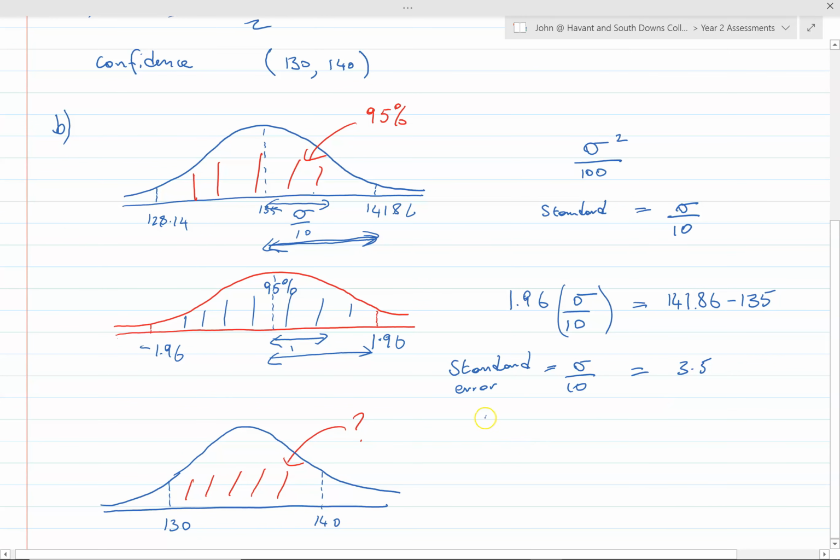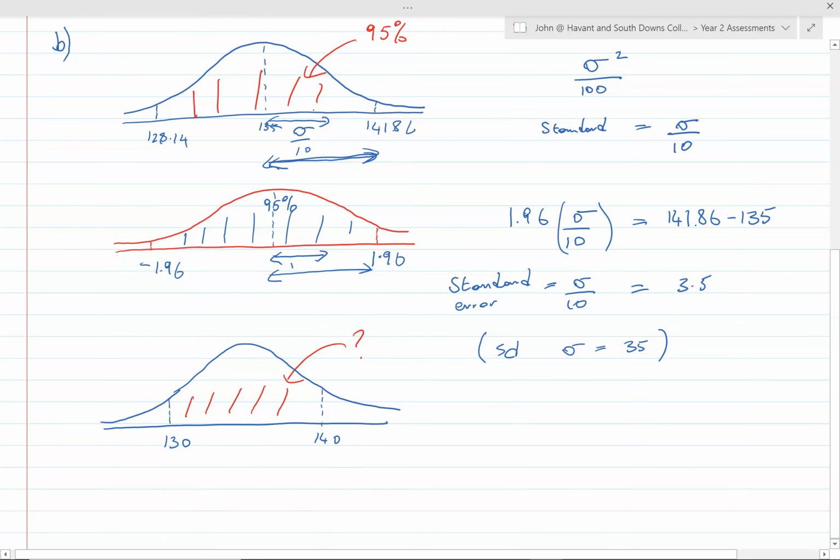Standard deviation, therefore, sigma is equal to 35. But I'm just writing both down so that we don't get confused between the two. Because we're back to this again. This is our sampling distribution, remember, not the original distribution.